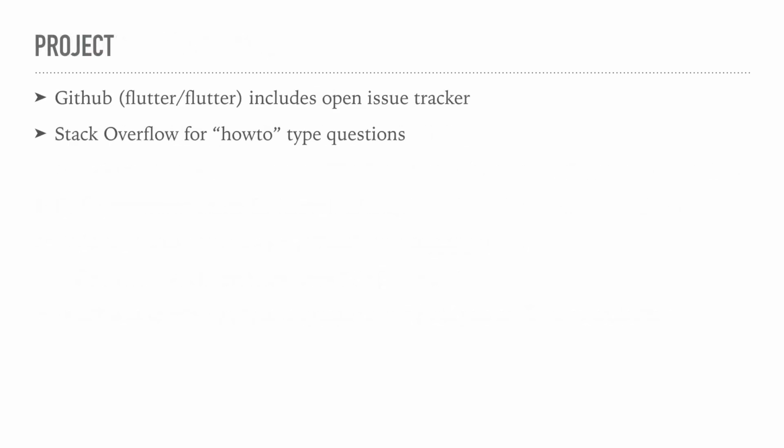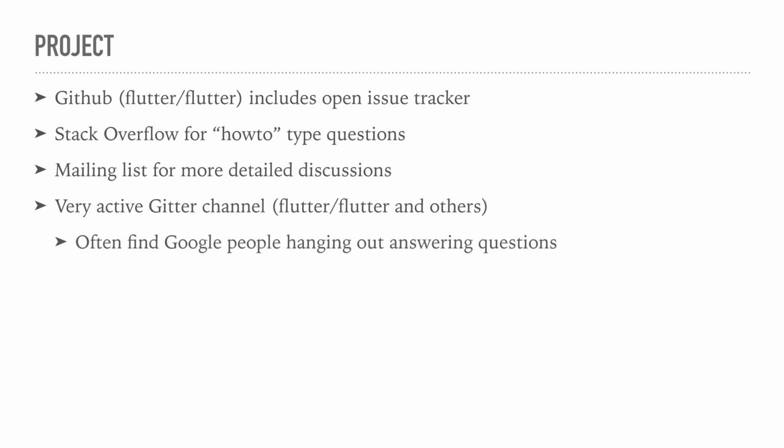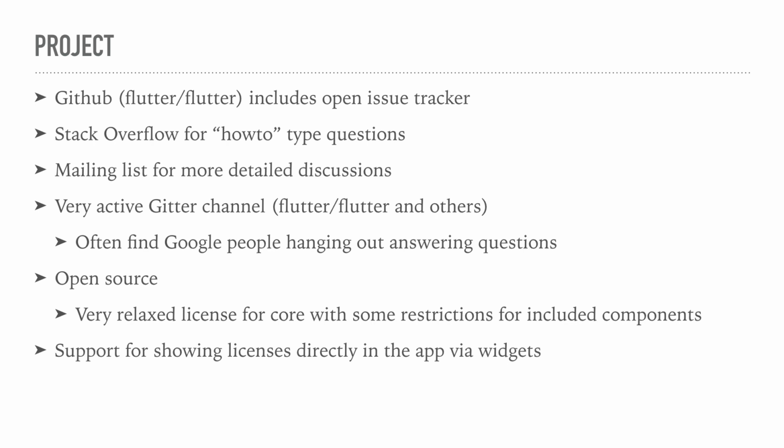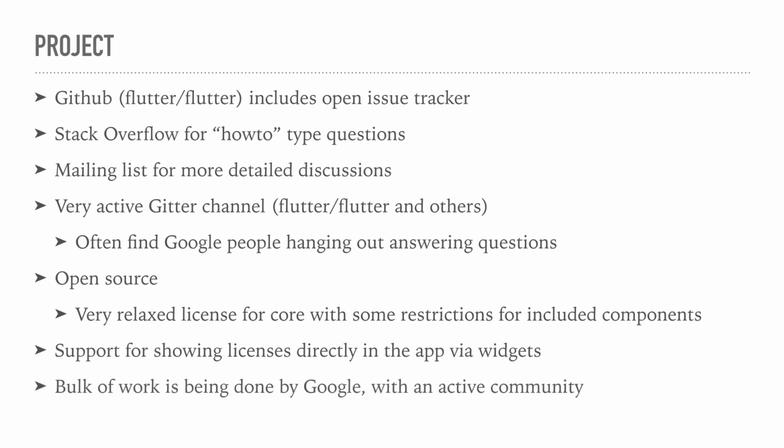So the Open Issue Tracker, Stack Overflow is very active. I try to read it every day, and there's like another 10 questions again. There's a mailing list. There's a Gitter channel. And Google people are often answering questions there. It is all open source, with a very relaxed license. There's support for showing licenses directly in the app via widgets. Again, most of the work's being done by Google.